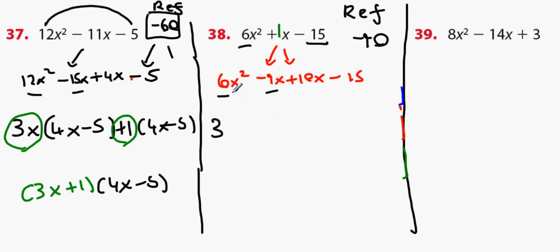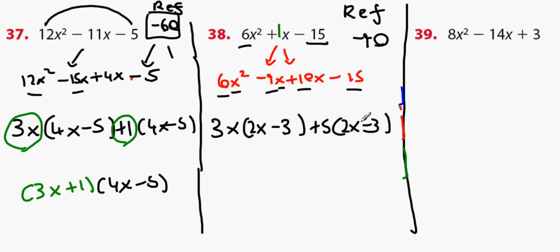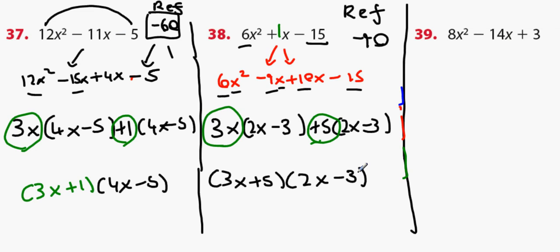Do they have letters in common? Yes, they do. Take out x. 3x multiplied by what gives you 6x squared? It's 2x. 3x multiplied by what gives you minus 9? Minus 3, so 2x minus 3. Now, we can take 5 out of these two, but no letters. And we already know that the second bracket has to be the same. 5 times 2x is 10x. 5 times minus 3 is minus 15. Then our answer must be 3x plus 5, 2x minus 3.